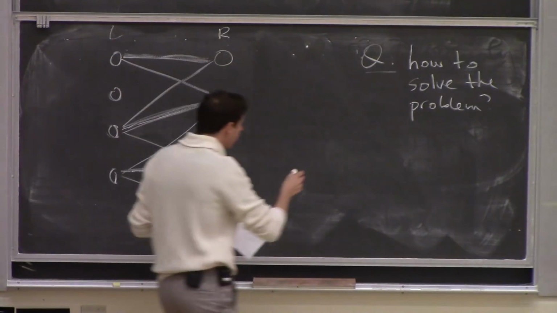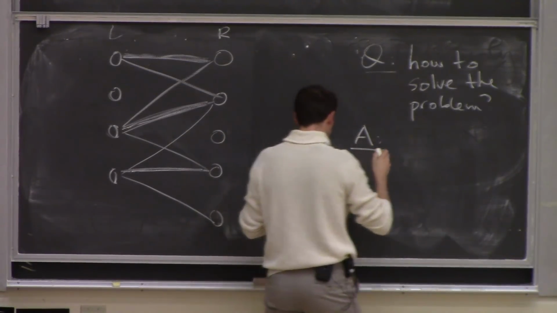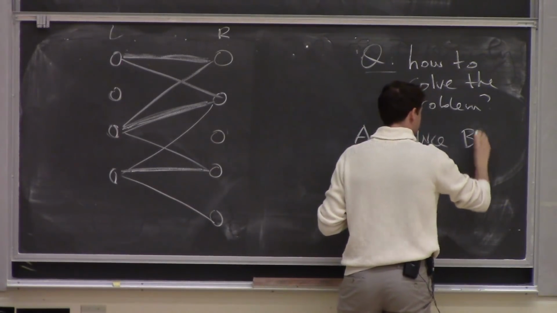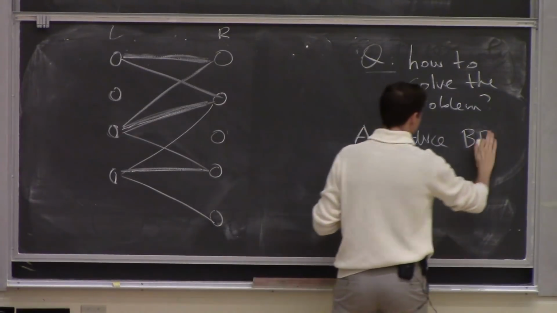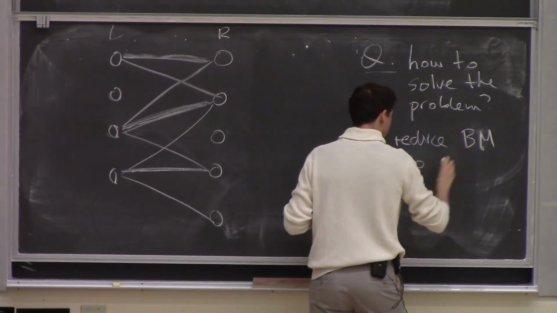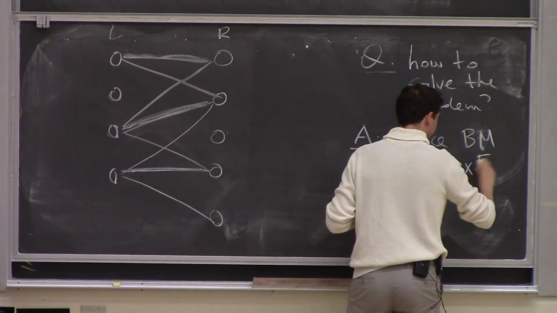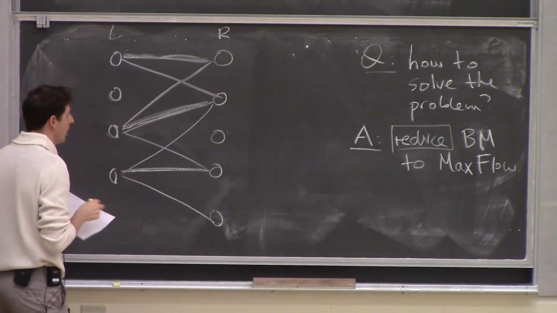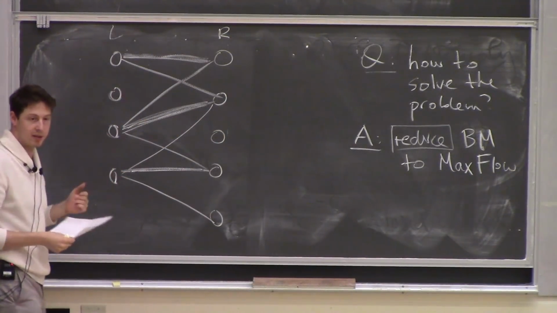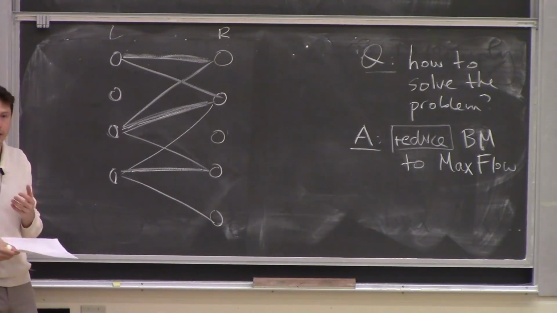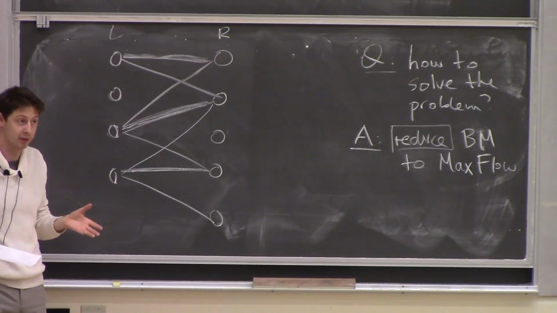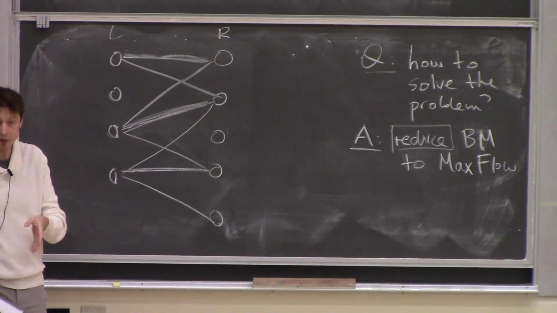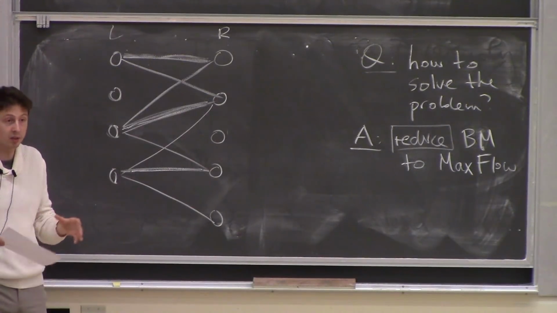So at least for today, the answer is going to be just reduce the bipartite matching problem to max flow. Okay, and this word will be very important for today and the next few lectures. What does reduce mean? It means that we take an instance that is given to us, and we try to build an input to a max flow solver that the solver would be able to understand in such a way that if the solver gives us a solution, then we can actually distill from it a solution to our original problem.